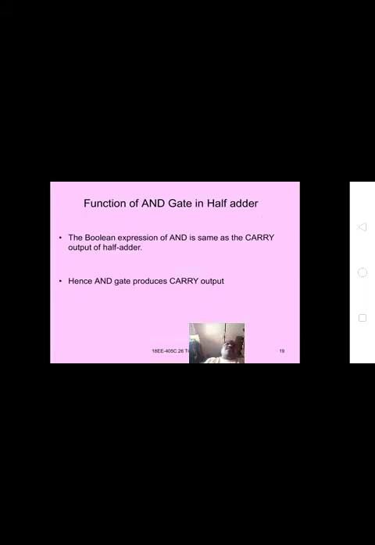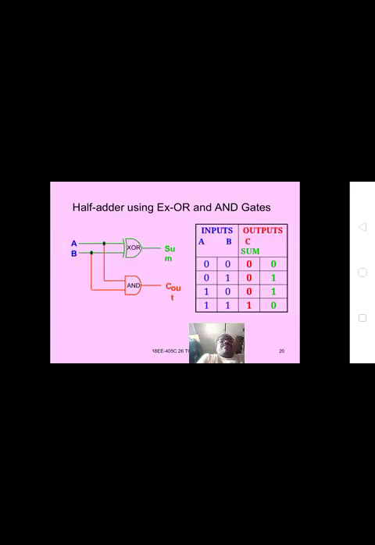Function of AND gate in half adder. The Boolean expression of AND is same as the carry output of the half adder. Hence AND gate produces the carry output. Half adder using XOR and AND gate. A, B are the inputs, outputs are sum and carry. Starting one is XOR gate, other one is AND gate.